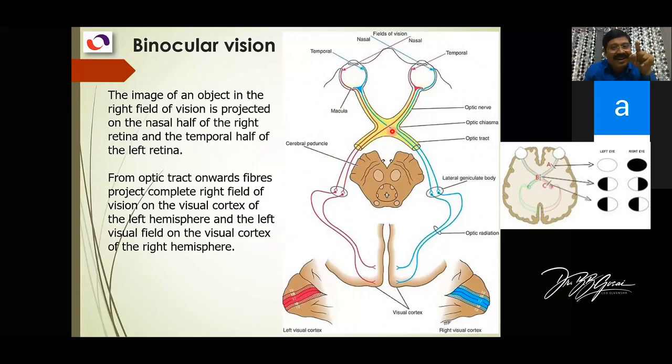Now I'm asking a question, if you understood what I explained. If the optic chiasma is damaged, which part of the field of vision will be lost? Which part of the field of vision will be lost? Both, but which half of the field? Lateral, yes, you're right.